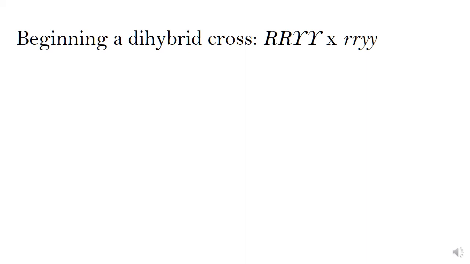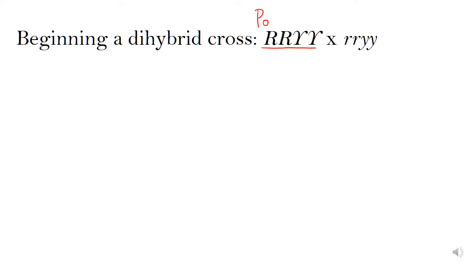In this video, I'd like to review how to conduct a dihybrid cross. I'm using in this example a parental generation of homozygous dominant RRYY and homozygous recessive rryy. Remember that the first step in a cross is to find your gametes.